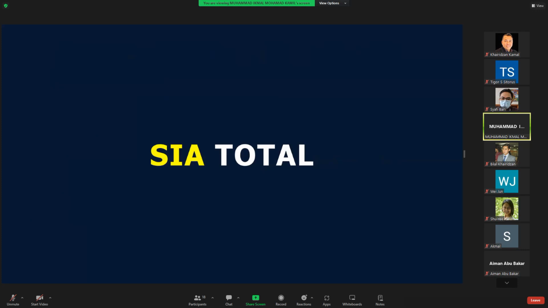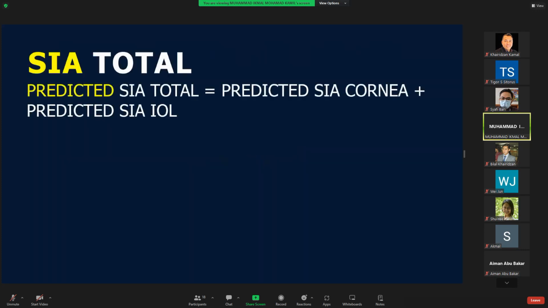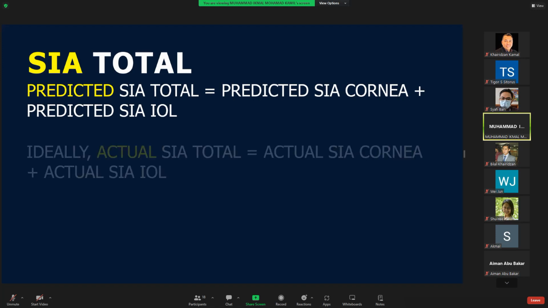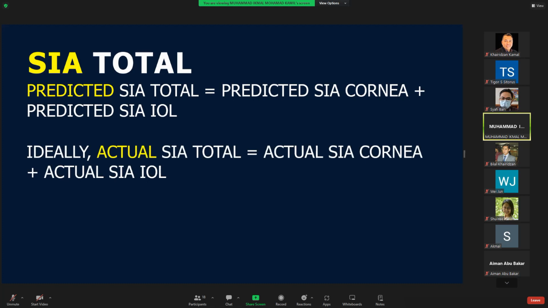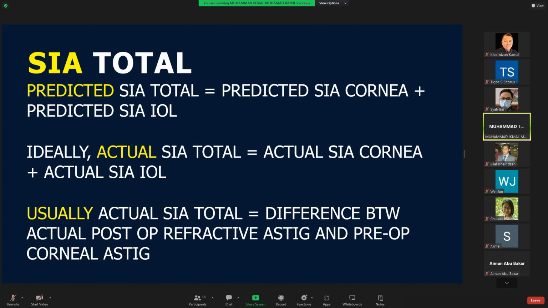All right, so SIA total. What is SIA total? SIA total is the predicted SIA total, with a predicted SIA cornea plus predicted SIA IOL. Ideally, the actual surgically induced astigmatism total is the actual SIA cornea plus actual SIA IOL. However, usually what we calculate for the actual SIA total is the difference between the actual post-op refractive astigmatism and the pre-op corneal astigmatism.